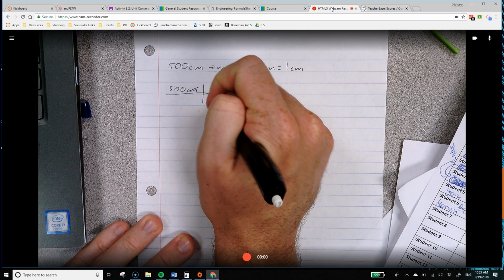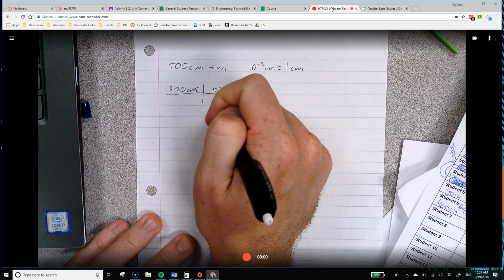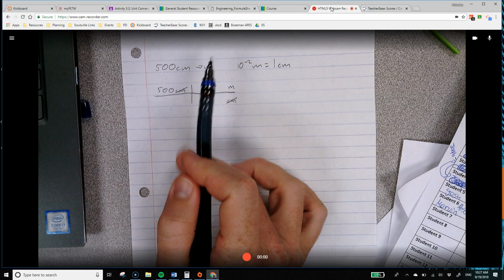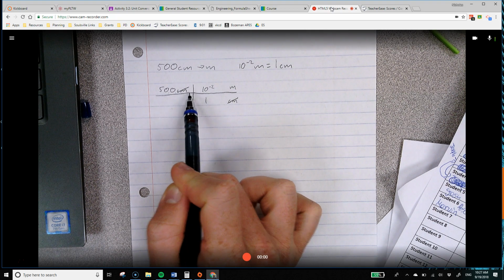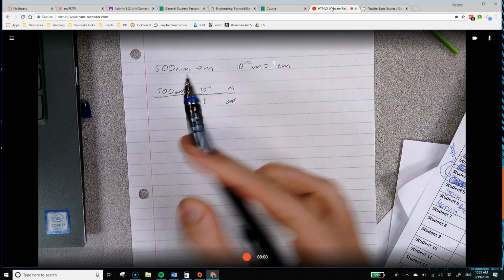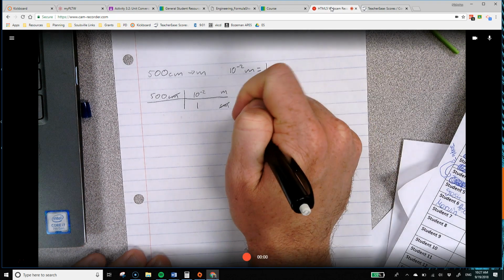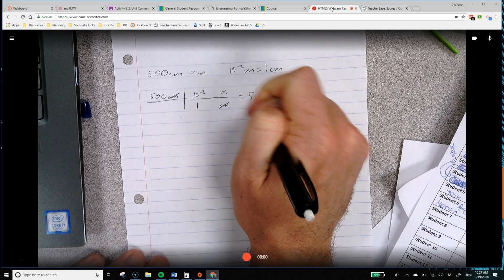So I'll say 10 to the minus 2 meters is 1 centimeter. Then I just multiply 500 times 10 to the minus 2, which means I can just move my decimal point 2 spaces over. So 500 times 10 to the minus 2 is 5 meters.